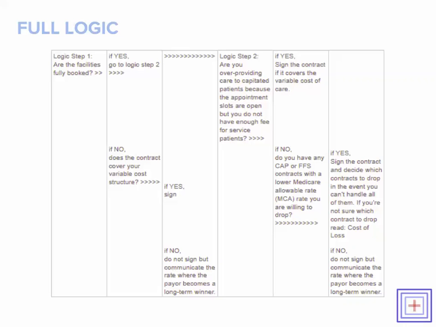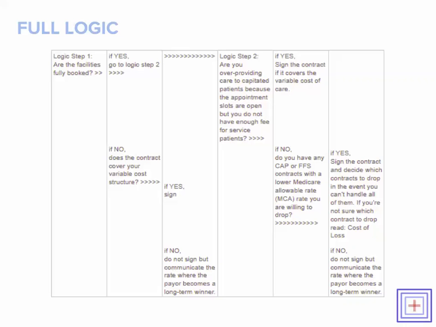If the answer to that is yes, you want to sign that new fee-for-service contract if it covers your variable cost of care. In order to understand variable cost of care, again, you're going to have to do a cost structure analysis. In the event that you aren't being overutilized on capitated contracts, the question then is, is this new contract essentially better than an existing contract? And are we willing to drop an existing contract? If the answer to that is yes, you then sign that new contract.